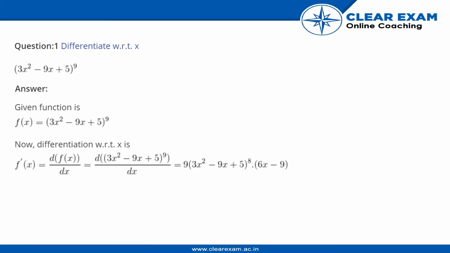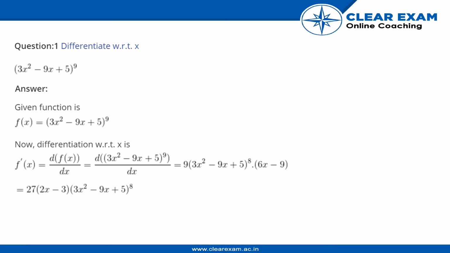Now differentiation with respect to x is f'(x) = d(f(x))/dx, which is equal to d((3x² − 9x + 5)^9)/dx, which is equal to 9 × (3x² − 9x + 5)^8 × (6x − 9), which is equal to 27 × (2x − 3) × (3x² − 9x + 5).